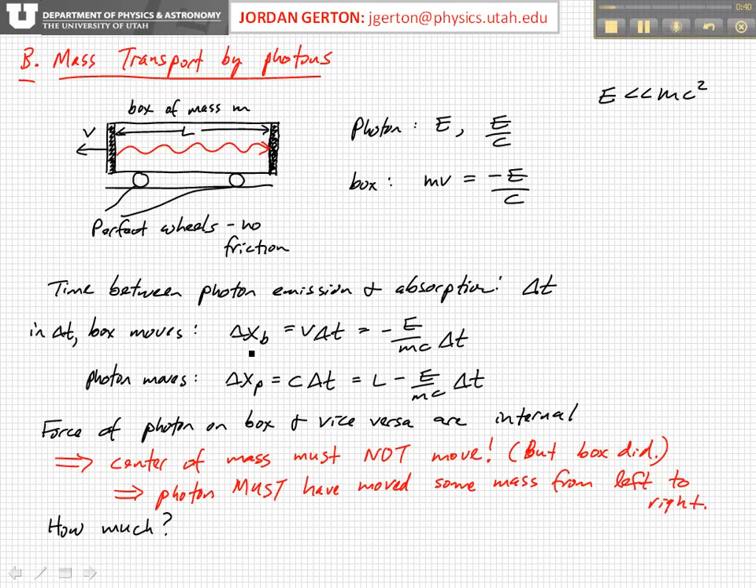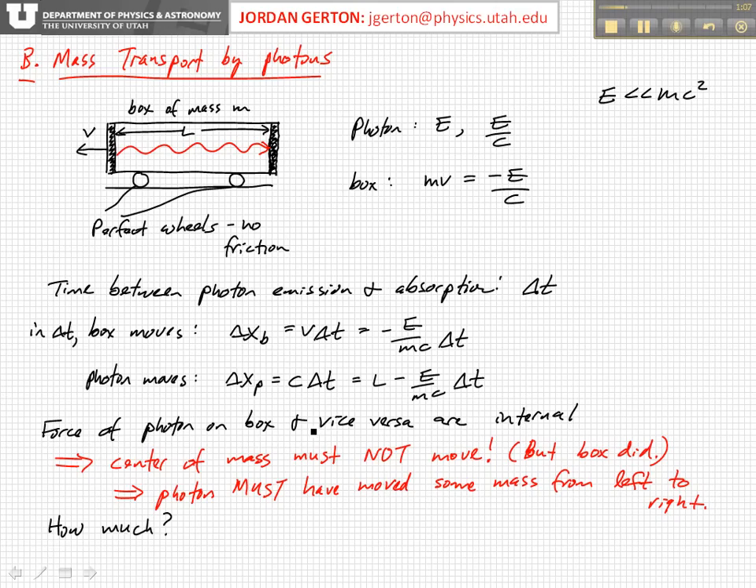The box moves a distance that's equal to minus E over mc delta t, and the photon, of course, is moving too, and it moves a distance equal to the length of the box minus E over mc delta t. Basically, the length of the box minus how much the box moved. Okay. So the key thing to understand here is the force of the photon on the box and vice versa.